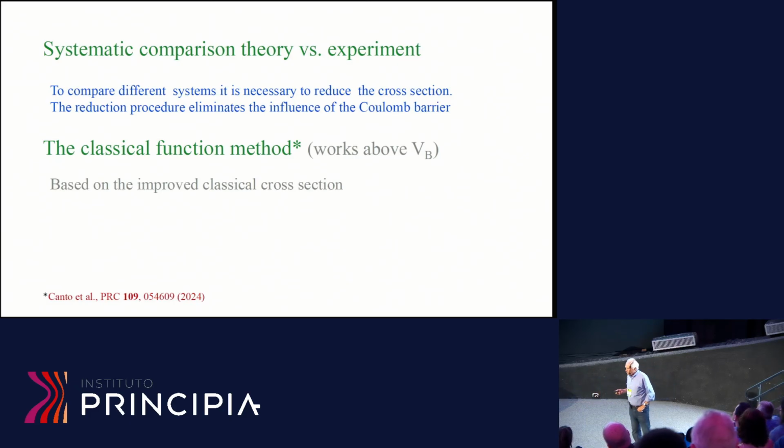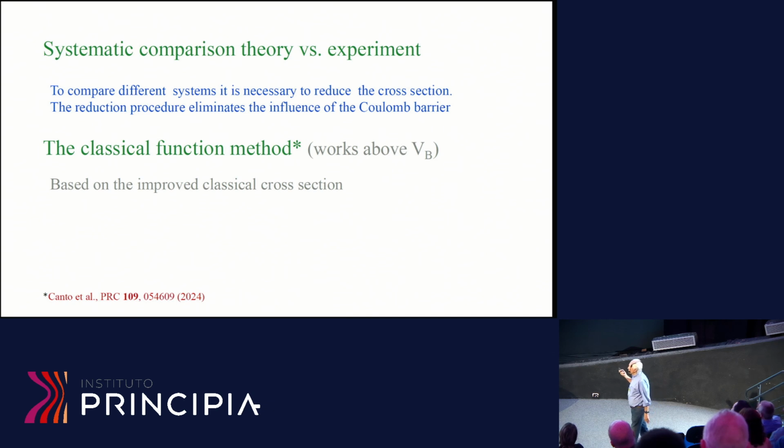To compare cross-sections of different systems, one usually has to reduce the cross-section. Reducing the cross-section means applying transformations on the collision energy and on the cross-section itself, so the influence of the barrier is removed. This can be done by several methods. We have been using for many years a method that we call the fusion function method, which is based on the Wong approximation for fusion cross-section.